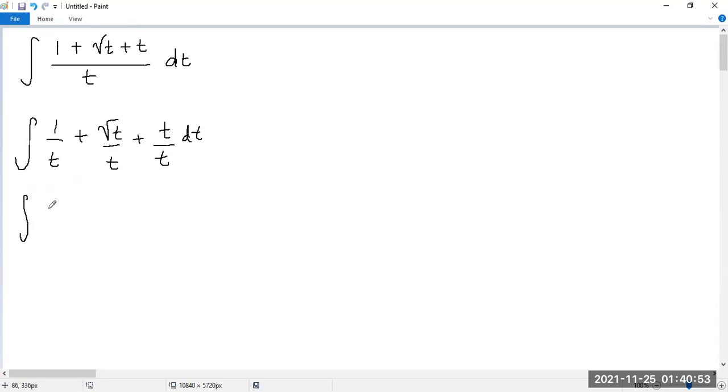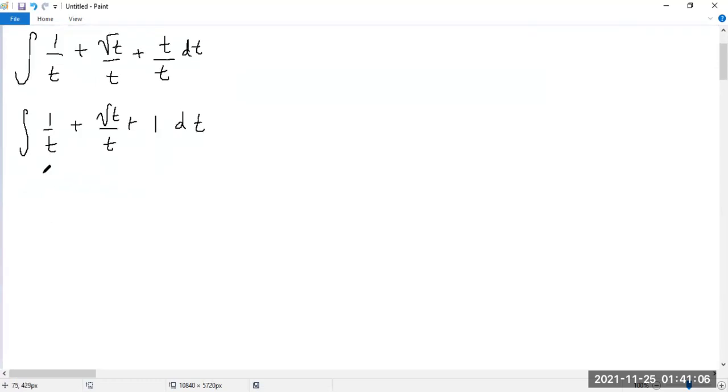The first thing we notice is that we can't do anything with 1 over t. We can't cross these t's out, so we'll leave that as it is. And this t over t is just 1, so we'll say that this is dt here. Now at this point, we can actually go through and take the integrals of each of them individually. We can take the integral of 1 over t, we can take the integral of this, and we can take the integral of just 1.